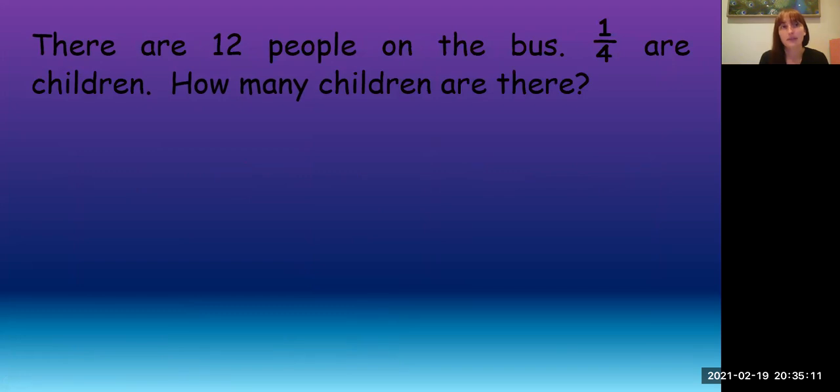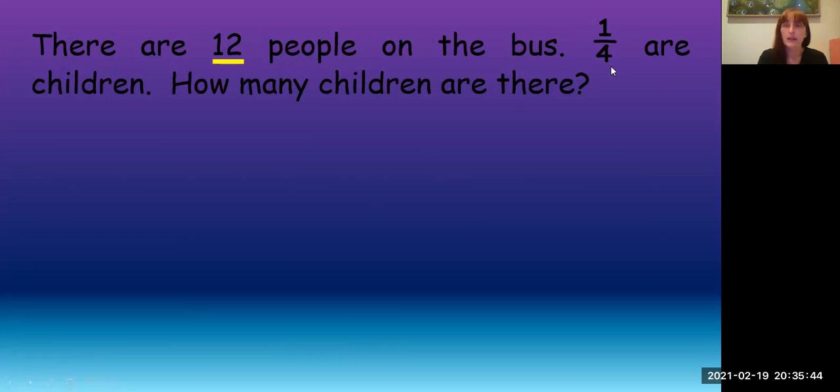Let's have a go at this one. There are 12 people on the bus. Ooh, what's my fraction this time? Let's have a look. 1/4 are children. How many children are there? So I'm going to quarter this time. So I've read it. I'm picking out my number. My total is 12. Okay, that's how many people are on the bus in total. 1/4 of those people are children. So I need to find out how many are children.